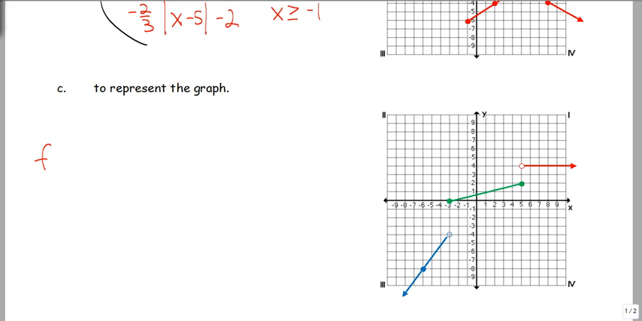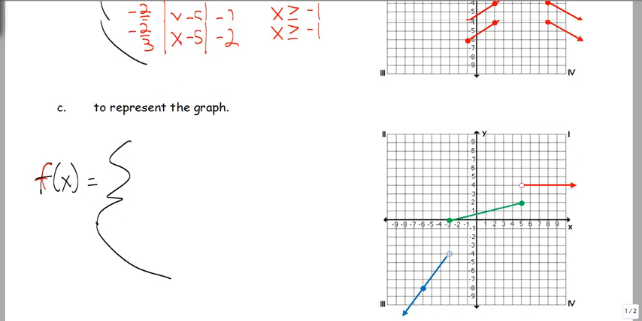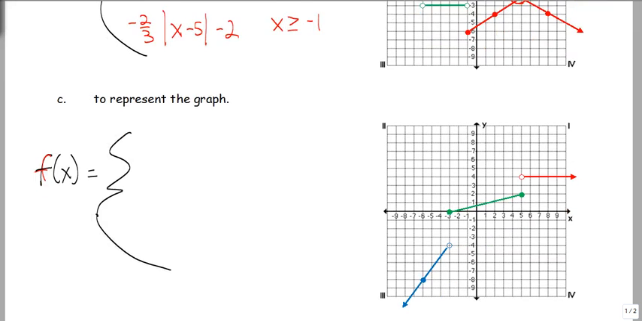Alright, so I have f of x. I have my bracket. That was a terrible bracket. And we need equals, by the way. It has to equal something. Hopefully I remembered that. If I didn't, yeah, I did.